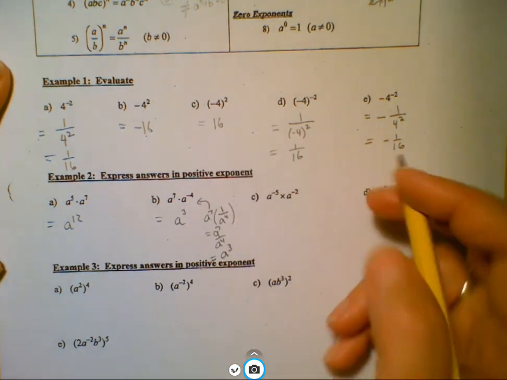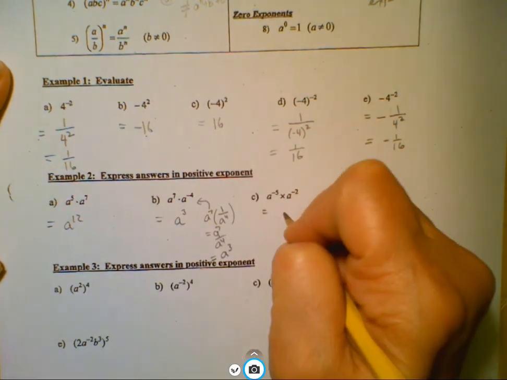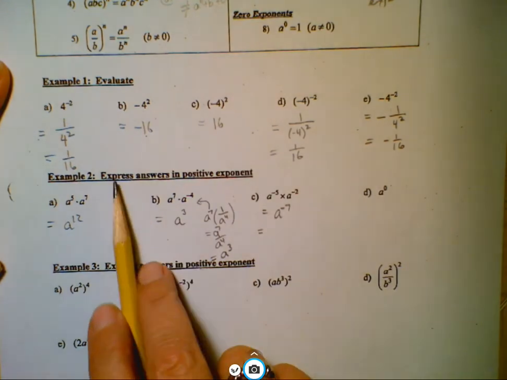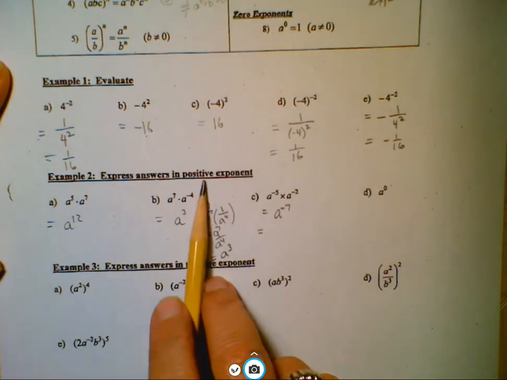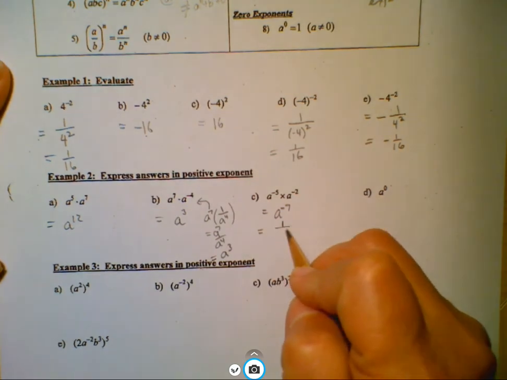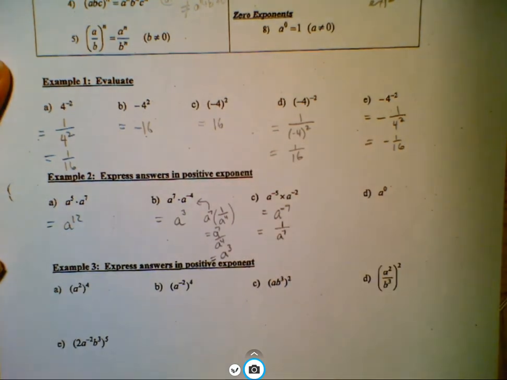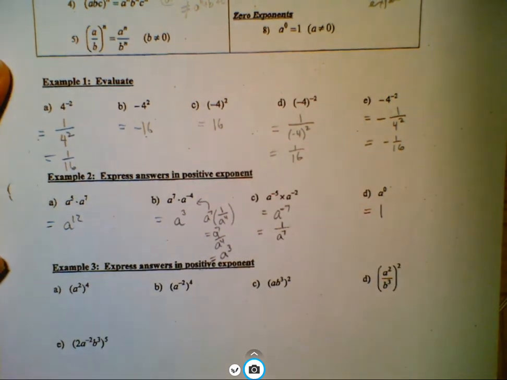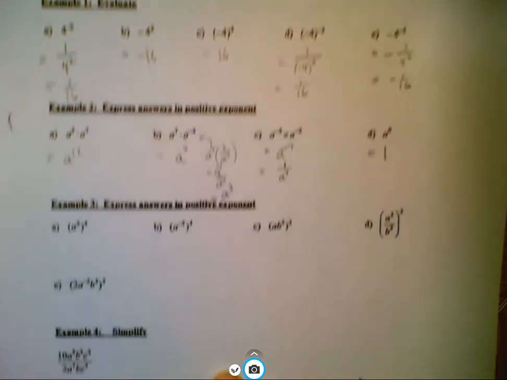Okay, next one, multiplying, add the exponent. So this is a to the negative 7. And the instruction says express your answer with a positive exponent. So we're not going to leave our answer like this. We will write it as a fraction with the a to the 7th in the denominator. And finally, last one, a to the 0, 1. Anything to the 0 is 1.